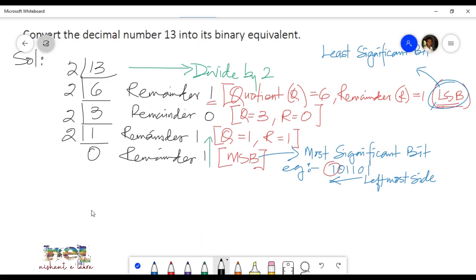Remember this order in which we'll be writing. You can see the arrow sign. How should we be writing? We should not be writing from up to down. In simple words, we should be writing from the last digit, that is the digit below, till the digit that is above. So what do we get here? 1101.